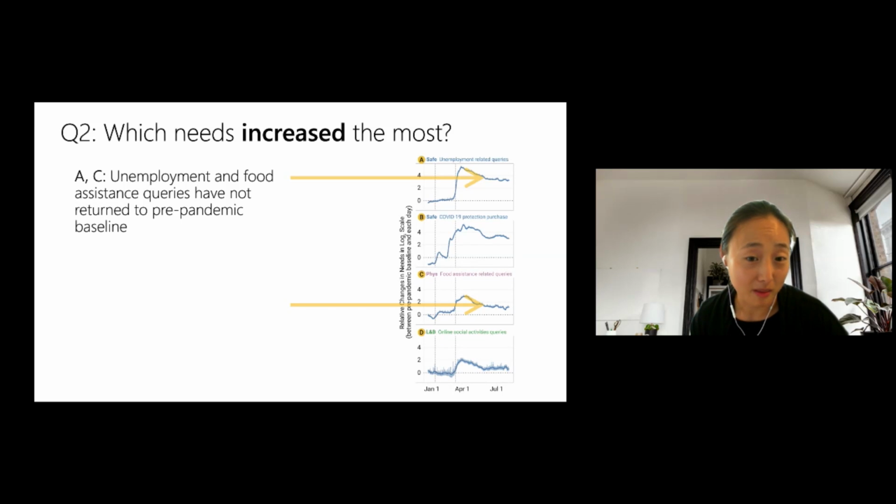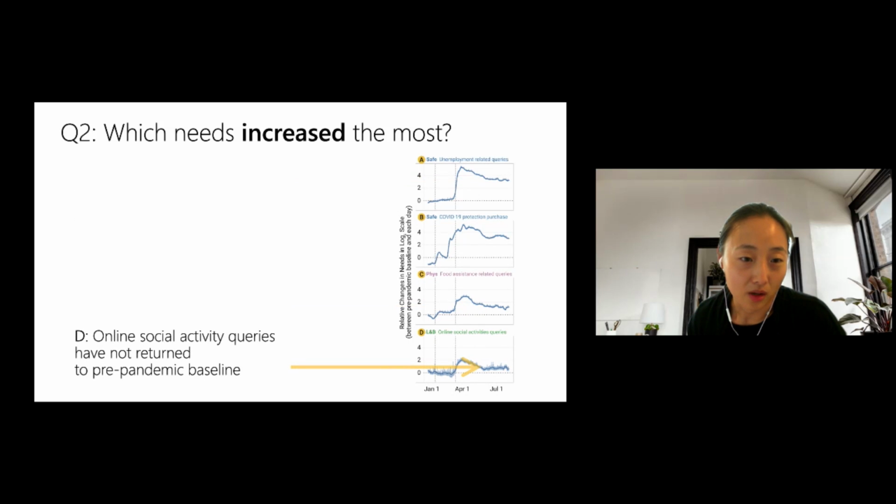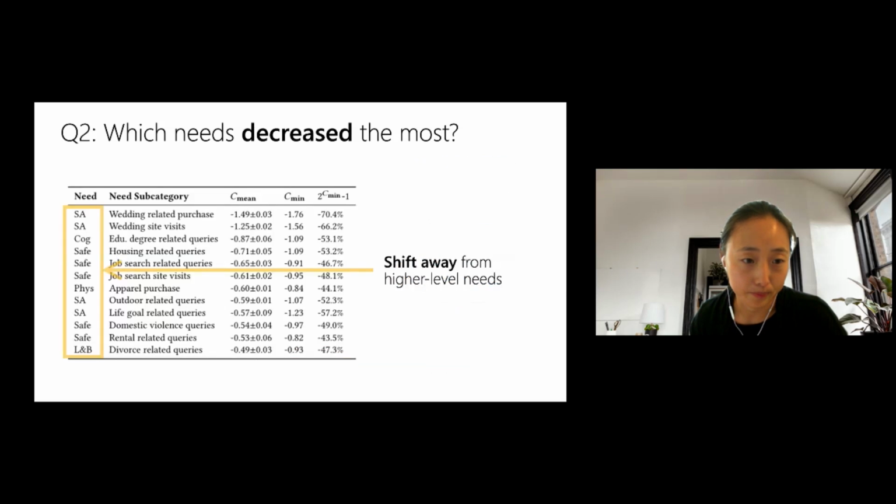When we look at these subcategories beyond the first 4 weeks, we see that unemployment and food assistance have not come back to the pre-pandemic baseline, indicating long-term socioeconomic instability. Online social activity queries also have not returned, indicating a prolonged social isolation.